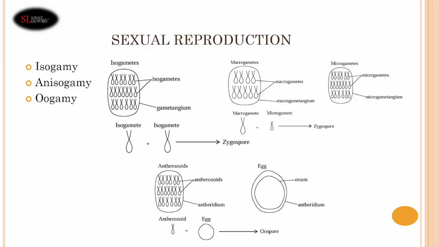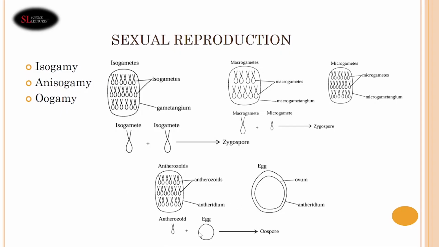Isogamy and anisogamy are primitive modes of reproduction in algae. The other mode of reproduction in algae is oogamy, and oogamy is the most advanced form of reproduction in algae. What happens? We have gametes that are small, highly motile, and many, and these are what we call antherozoids. Antherozoids are analogous to the sperm in the animal kingdom. They are produced in what we call an antheridium.